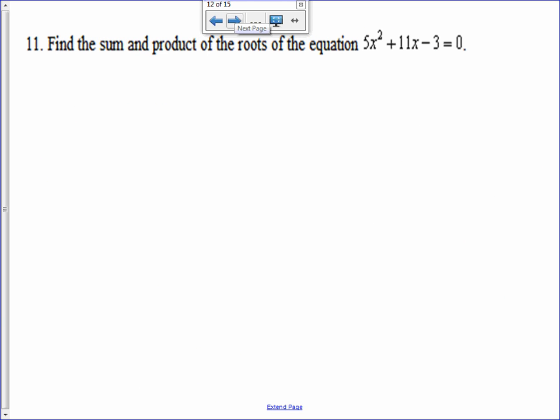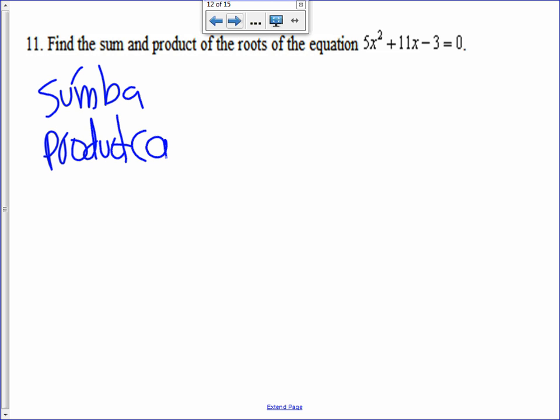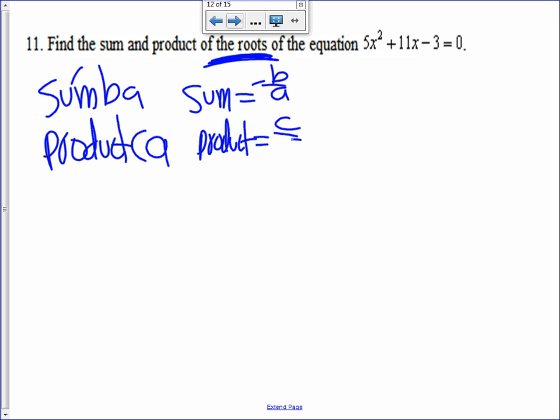Find the sum and product of the roots. When you see sum and product, you better think Summa and Produkka are two Russian planters that work on the roots. And as long as you know their names, you know that the formula for the sum of the roots is negative b over a, and the formula for the product of the roots is c over a.